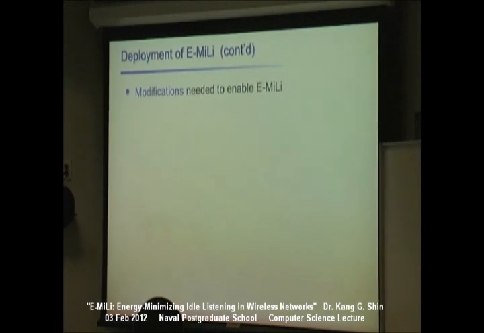Another one is, what kind of modifications do you have to make in order to make this E-MiLi work? You have to look at this from both sides: the access point, that's the transmitter point, and the other one is the mobile device side. Well, in the access point case, first of all, you have to prepend this M preamble to each and every 802.11 packet that the access point will send to mobile devices. That should be done in firmware. Usually, I think that the users cannot do that.